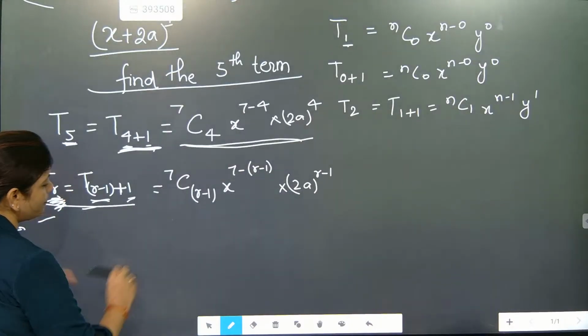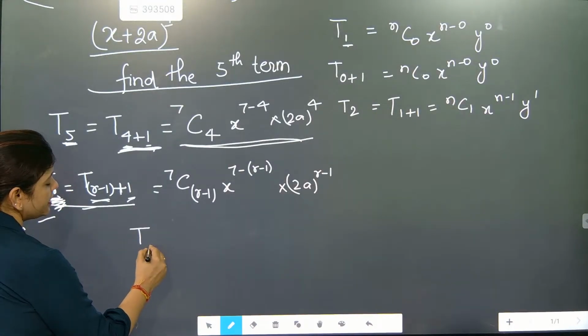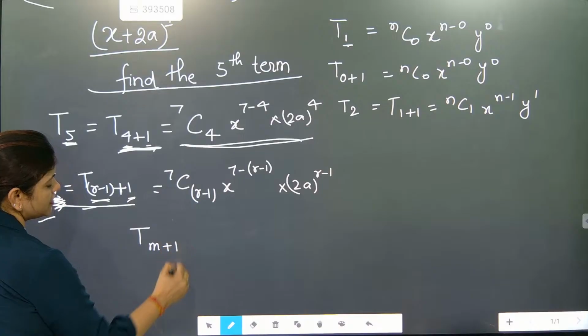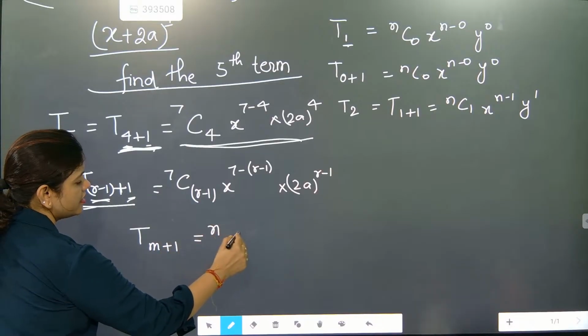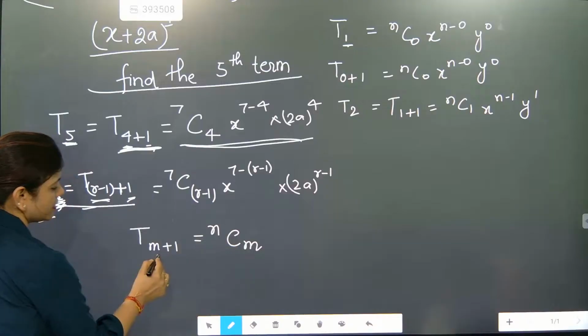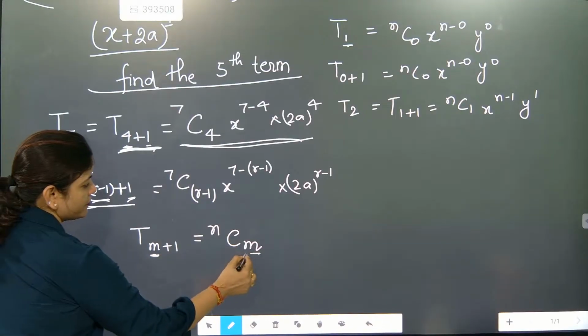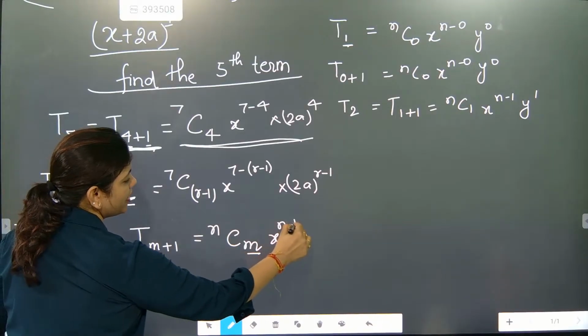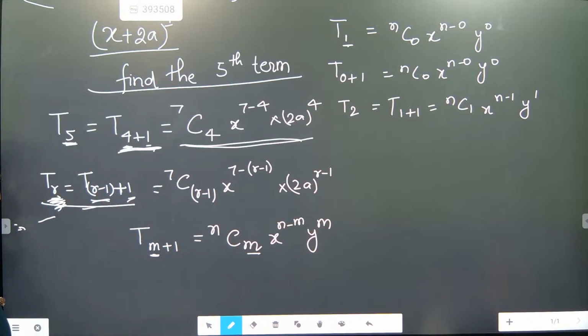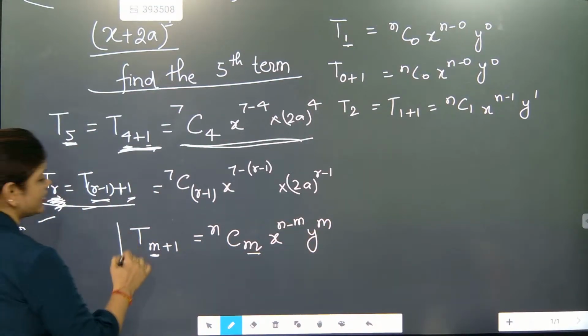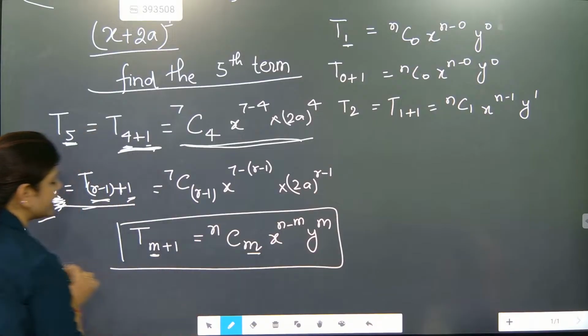Now I think you will be able to write if it is coming as m plus 1. Then what answer are you going to write? mCm, here m is there, so m, x to the power n minus m, y to the power m. Got it? So directly we will write like this. This is most important. Directly we can write like this.